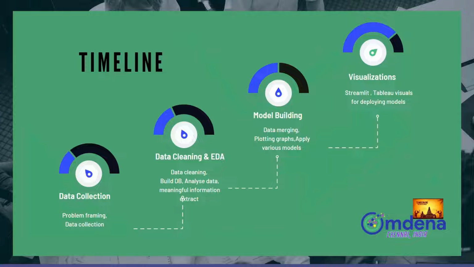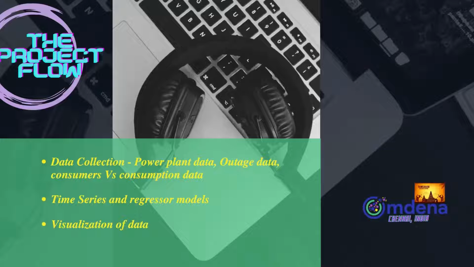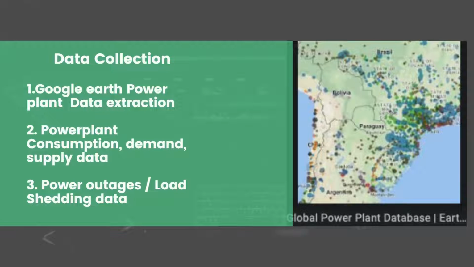Our project timeline goes like this: from the data collection to visualization. It was almost 6 weeks' time, and we have divided the data collection into 3 main tasks. We have collected the power plant details like its capacity, actual generation, the latitude and longitude details, type of the power plant from Google Earth Engine dataset.